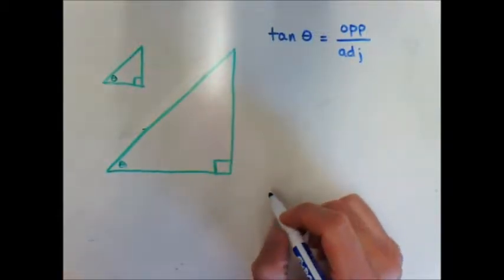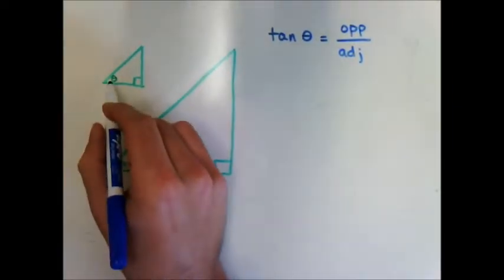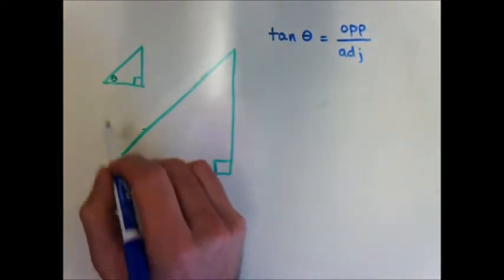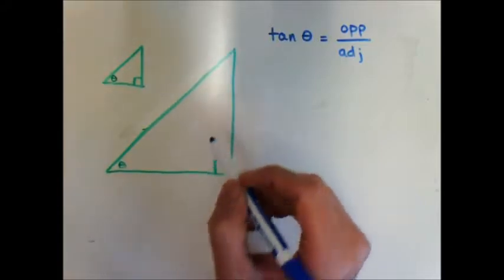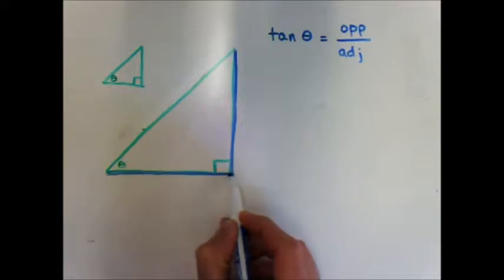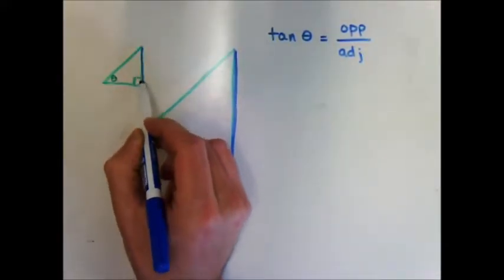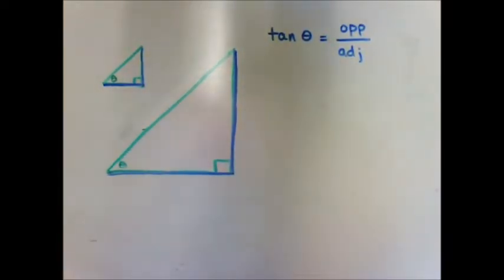We discovered that it didn't matter how big the triangle was as long as the angle in question remained the same. So in these two triangles, the angle theta is equal to the angle theta, which means that the ratio of opposite over adjacent is the exact same in the big triangle as it is in our little triangle. And again, that holds true no matter the size of the triangle as long as the angle remains constant.